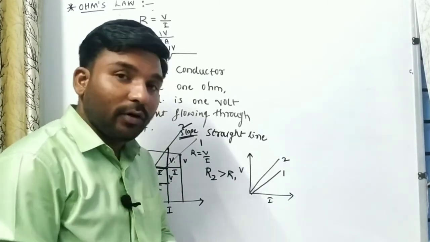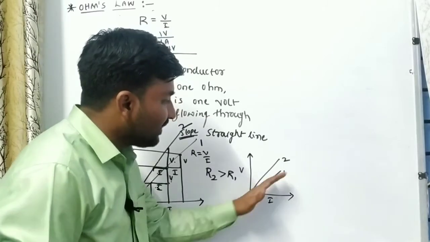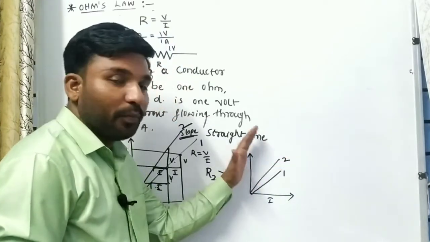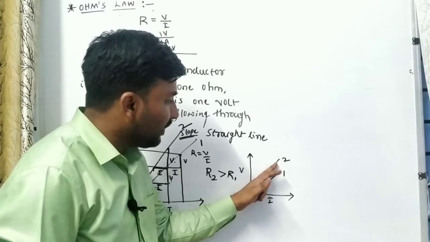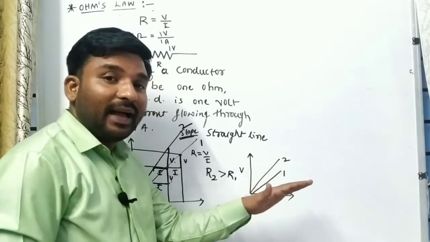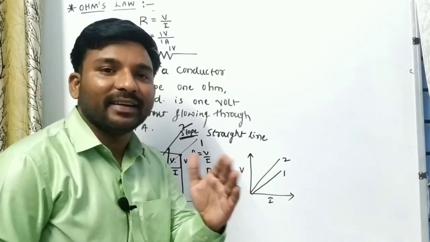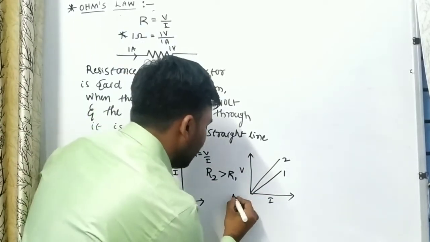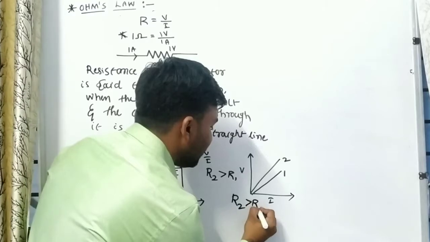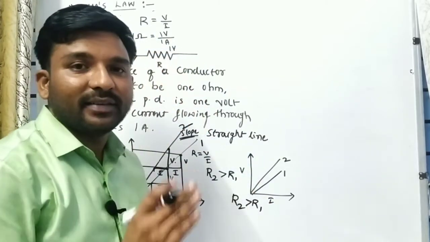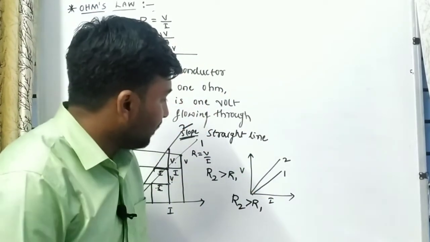So our technique is what? Which resistor has the highest slope? Here the second conductor has the highest slope, which means this second conductor has the highest resistance. Got it? Many times this type of question comes in the examination. So keep it in mind.